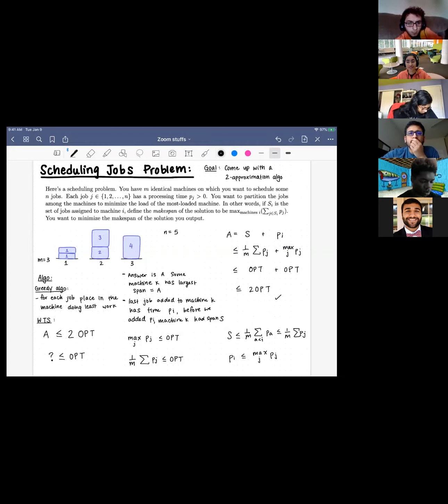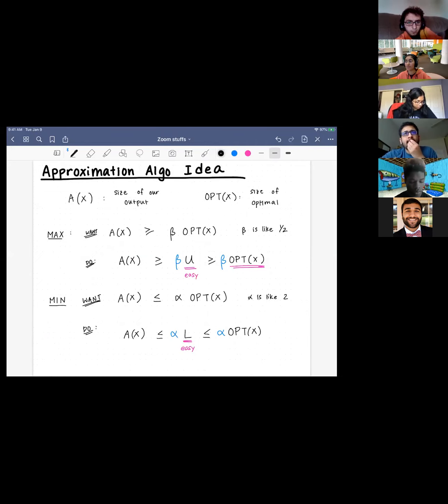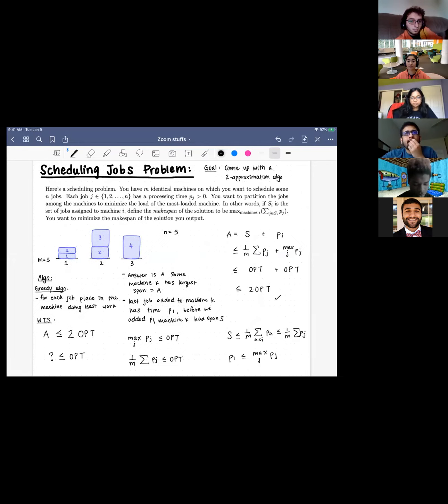Are there any questions on this problem? So if you notice, it kind of follows the same ideas from the thing we were talking about before, where you find an upper bound or a lower bound. But in this case, instead of just finding one, we found two separate lower bounds and stuck them together to get 2opt.